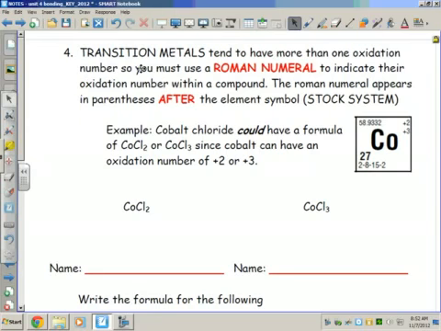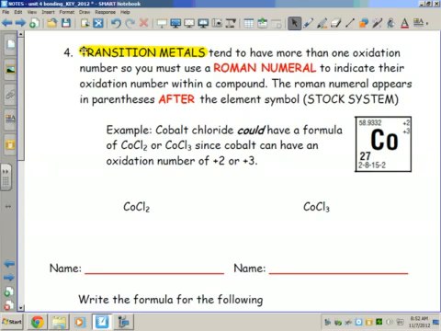There's a reason in the last lesson I didn't say these rules are easy. I said they're straightforward, but elements like the transition metals have a tendency to make things tricky, just like they did back when we talked about periodic trends.